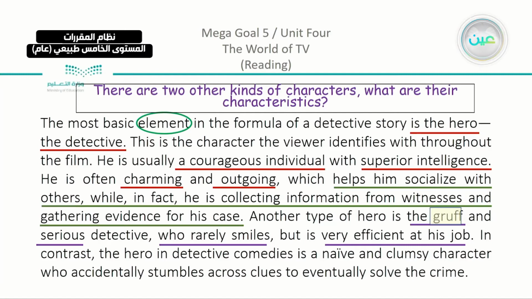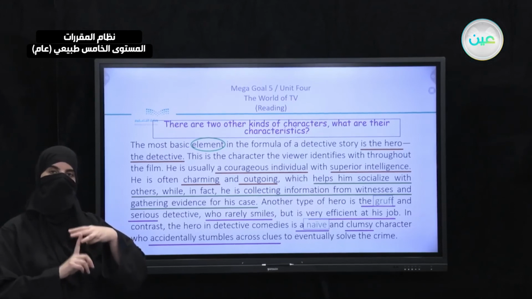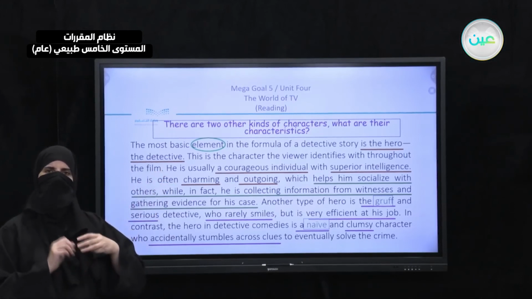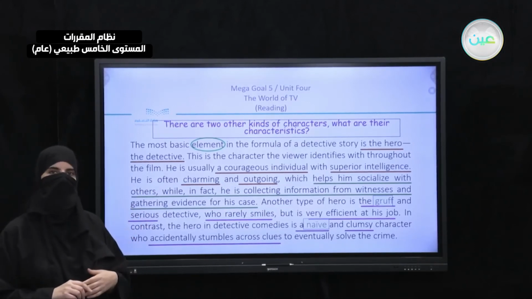Also, another character. The hero in detective comedies is naive, which means that he is simple-minded, not stupid, but a little bit simple-minded, and also we can say clumsy, but at the end he stumbles across the clues and eventually solves the case. So here we have three types of heroes. We have the intelligent one with the nice personality, we have the gruff and the serious, and we also have the clumsy and naive detective.